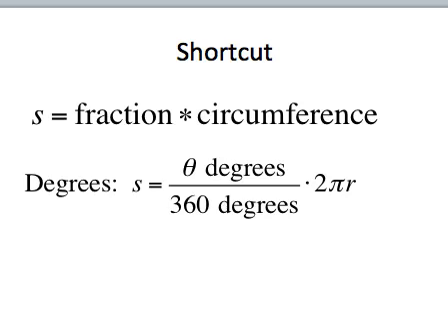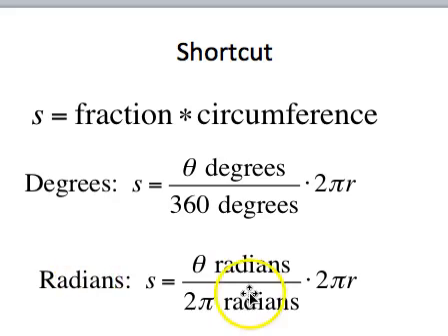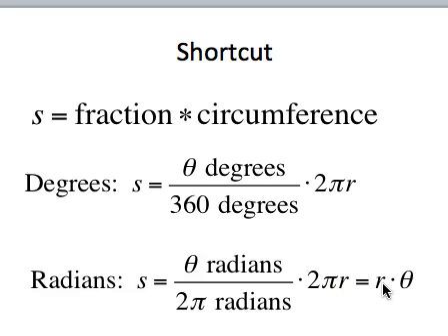But in radians we do, because your fraction in radians is theta radians out of 2 pi total, and your circumference is 2 pi r. You'll notice the 2 pi's cancel, and all you're left with is r times theta. So if you're given the central angle in radians, this is kind of a nice shortcut. All you've got to do is multiply the radius times that angle in radians to get the arc length s.